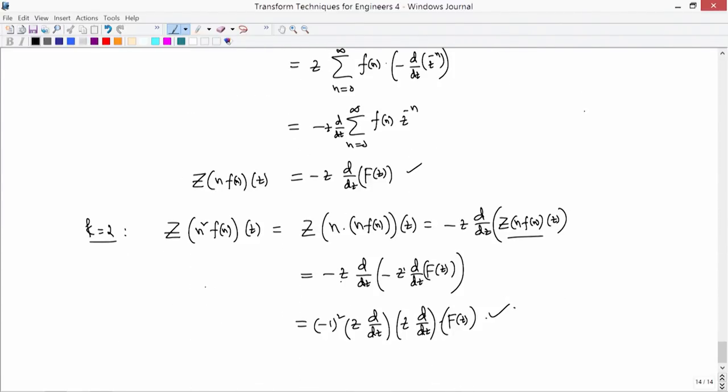Some more properties of the z transform, just like what we have seen in the Laplace transform. We consider a convolution of two samples here. There we considered the convolution of two functions, and the Laplace transform of this convolution is the product of the Laplace transforms of these two functions. In the same way, the z transform of the convolution of two samples is a product of the z transforms of each of these samples.